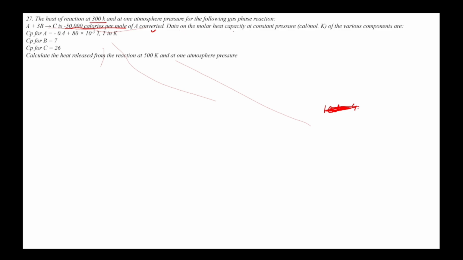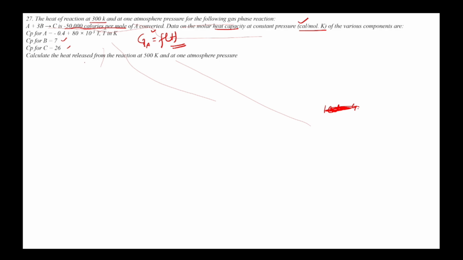Data on the molar heat capacity at constant pressure is in calories per mole. So we need not change the units because it is in calorie per mole. But if the heat capacity were in kilojoule per mole or joule per mole and the reaction heat in calorie per mole, then we would have to change the units, calorie to joule or joule to calorie. The heat capacities of the various components are given; Cp of A is a function of temperature, so we need to integrate this somehow.